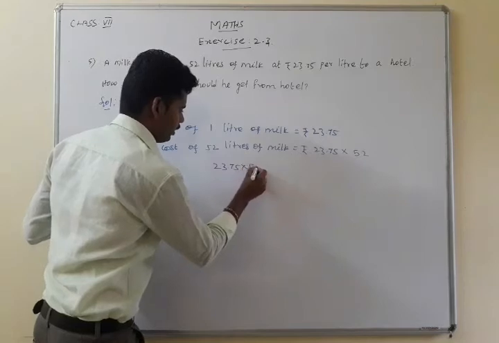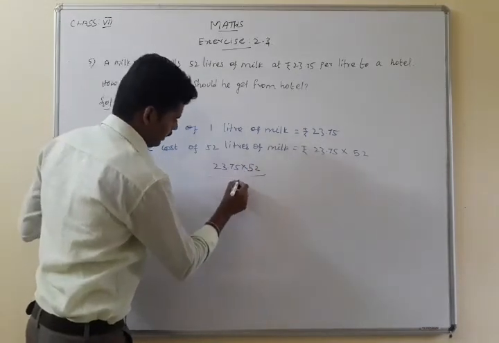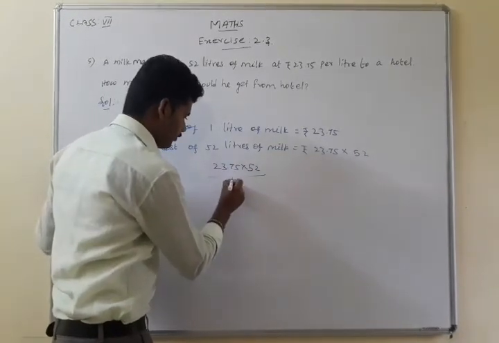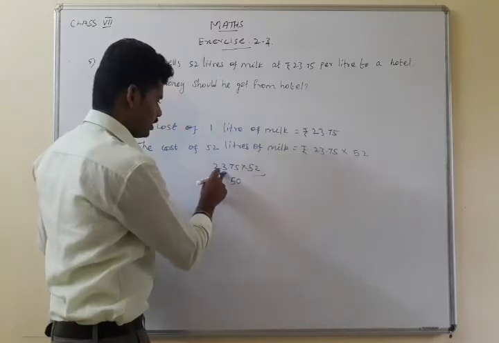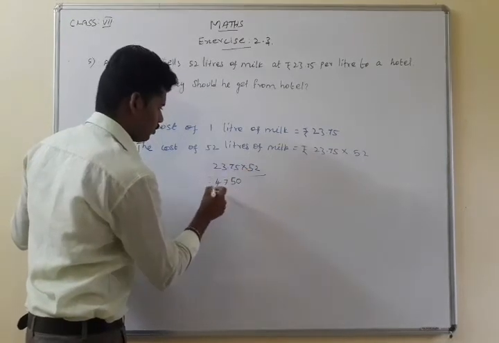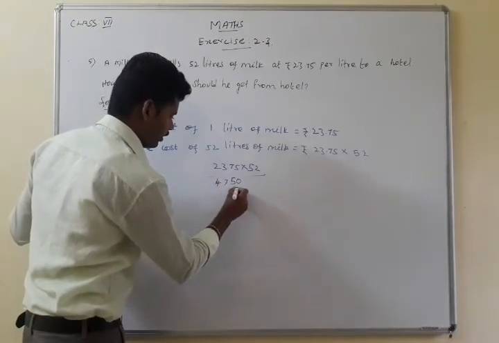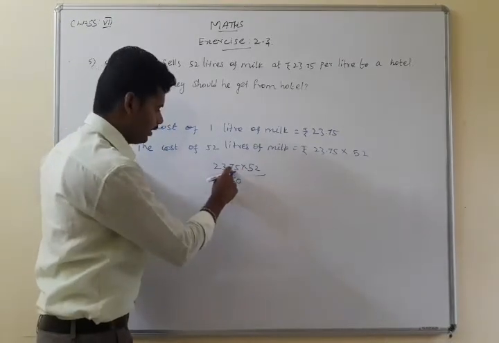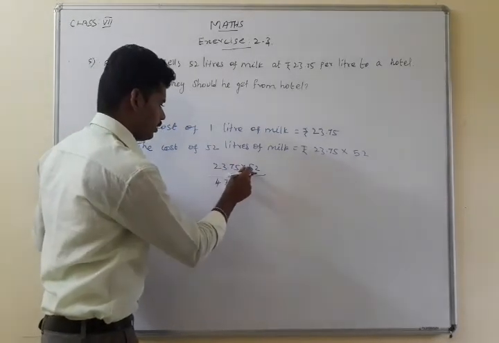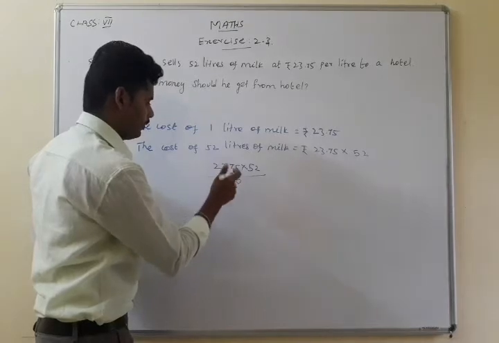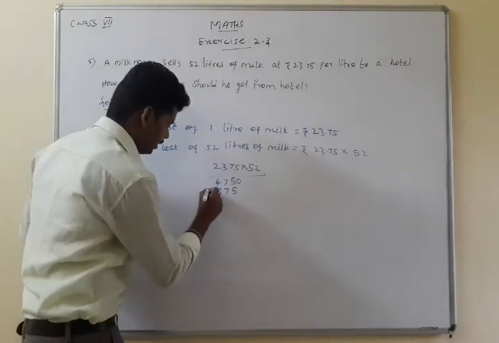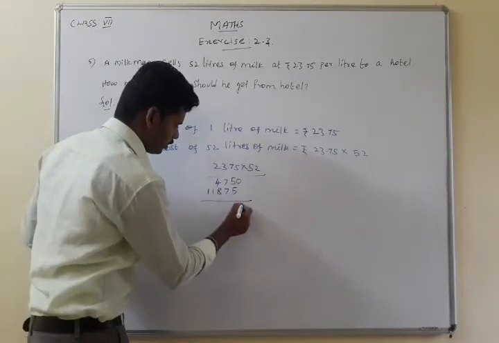23.75 into 52. 2 5s are 10. Remainder 1. 2 7s are 14. 14 plus 1, 15. Remainder 1. 2 3s are 6. 6 plus 1, 7. 2 2s are 4. 5 5s are 25. Remainder 2. 5 7s are 35. 35 plus 2, 37. Remainder 3. 5 3s are 15. 15 plus 3, 18. Remainder 1. 5 2s are 10. 10 plus 1, 11.